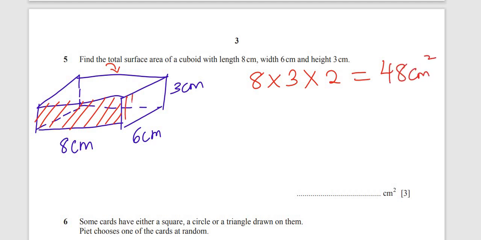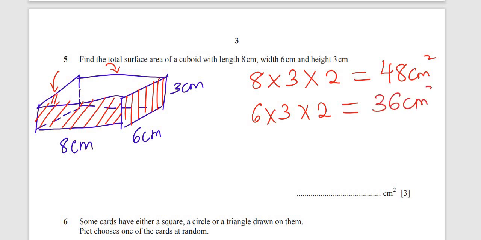Then we can go to this face at the side. So it measures 6 by 3 centimeters. So 6 times 3. Then since there are 2 of them, we can multiply by 2. So 6 times 3 times 2. So 6 times 3 is 18, times 2 is 36. So 36 centimeters squared. And then lastly, we have the bottom face and the top face. So the bottom face measures 8 by 6 centimeters. And since there are 2 of them, we just need to multiply by 2.